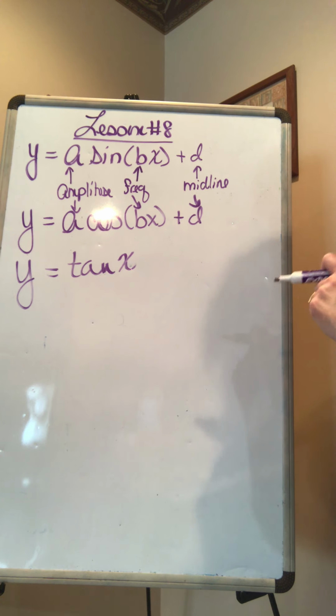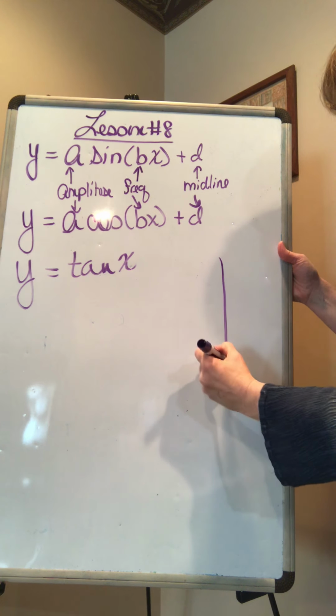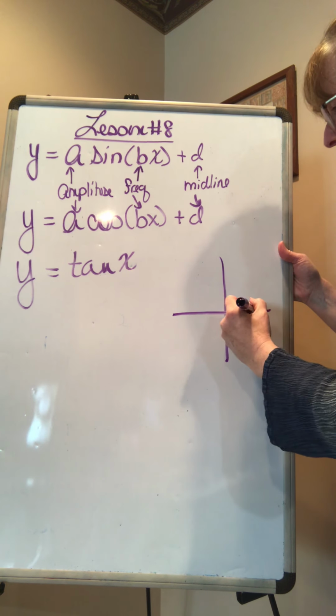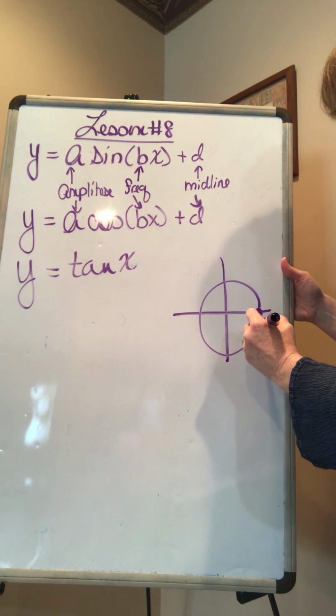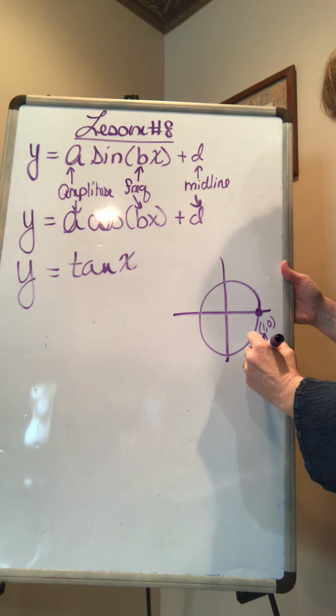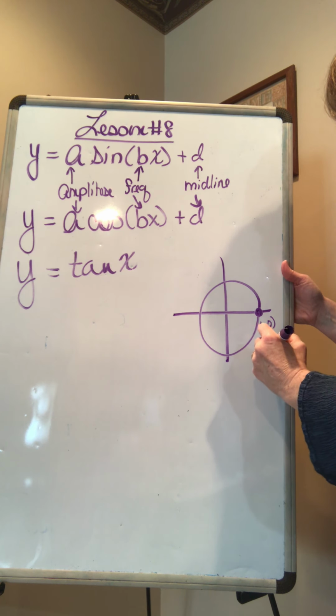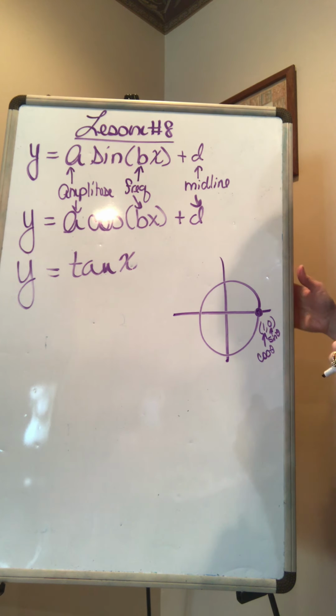Now, before we get into what these graphs are, let's take a look at the unit circle that's on your paper. Now, this unit circle is extremely important because every point, the x is the cosine and the y is the sine. You should be so tired of me saying this by now.